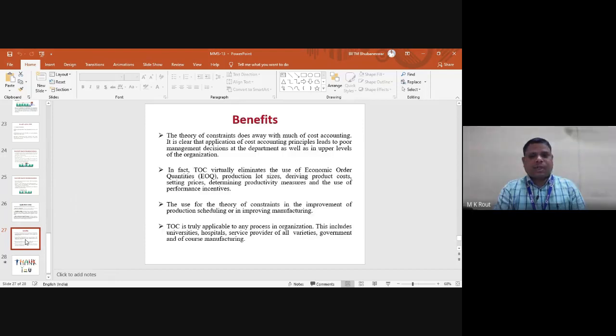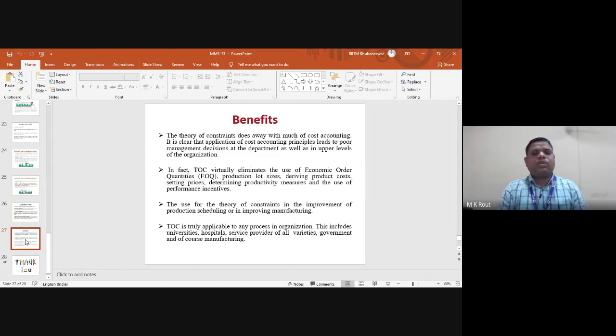The last slide, these are the potential benefits. Theory of constraint does away with much of cost accounting. It is concerned with the financial expenses and the operational expenses. It is clear that the application of cost accounting principles leads to poor management decisions at the department level as well as at the upper levels of organizations. In fact, the theory of constraint virtually eliminates the use of economic order quantities, production lot sizes, deriving production cost, setting price, determining productivity measures, and the use of performance incentives.